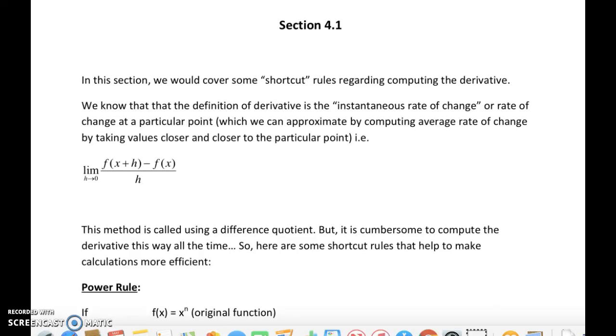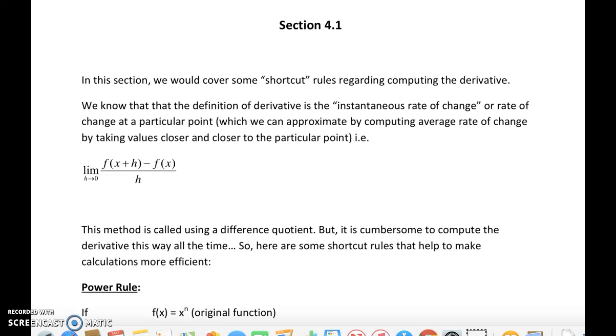All right, so here in this section, we are going to discuss some shortcut rules regarding computing the derivative. Before, we have been using the definition of the instantaneous rate of change by using the limit as h approaches 0 of f of x plus h minus f of x over h. This method is called using the difference quotient, but sometimes it could be cumbersome to compute the derivative this way all the time. And sometimes it could be a little tedious watching our signs and that sort of thing.